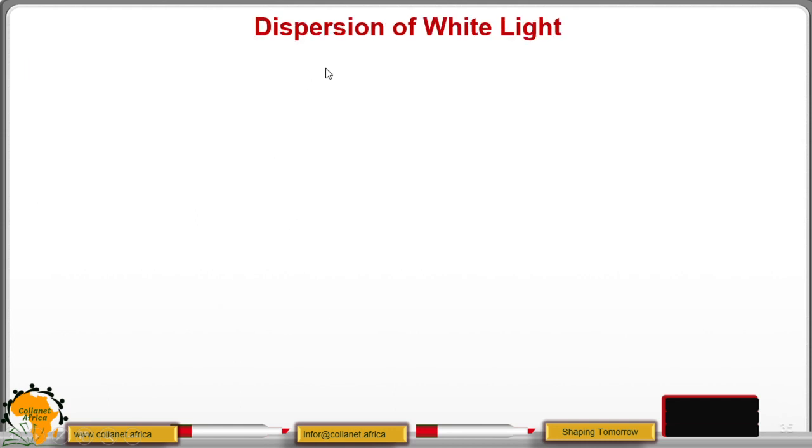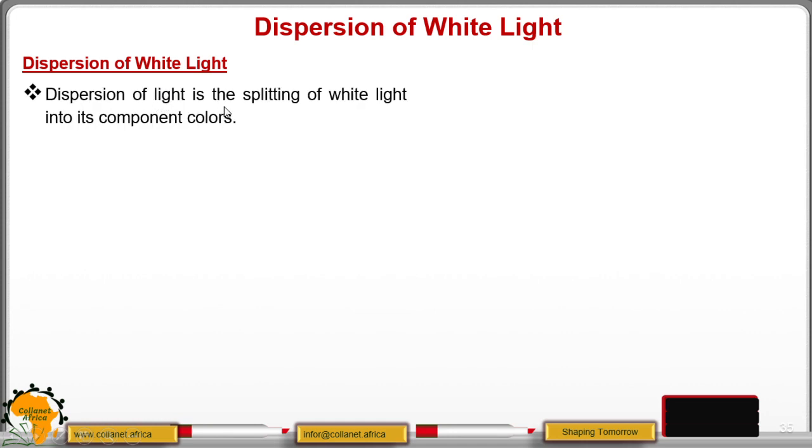Then from there, we move to the dispersion of white light. Now, dispersion of light is splitting of white light into its component colors. What you need to understand here is that white light is a combination of 7 colors of the rainbow.